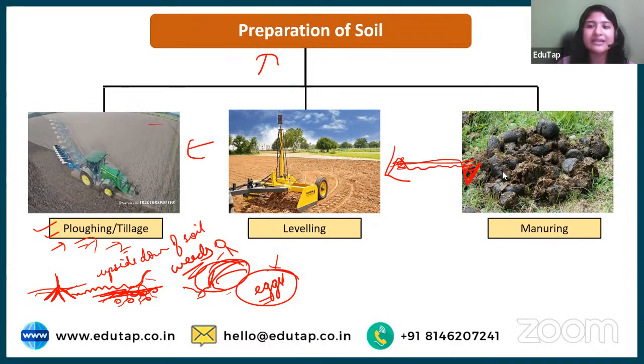What is manuring? Basically, adding nutrients into the field, okay. Beforehand, some nutrients are added to the field so that whatever plants are there can take them up, okay, I hope that is fine.